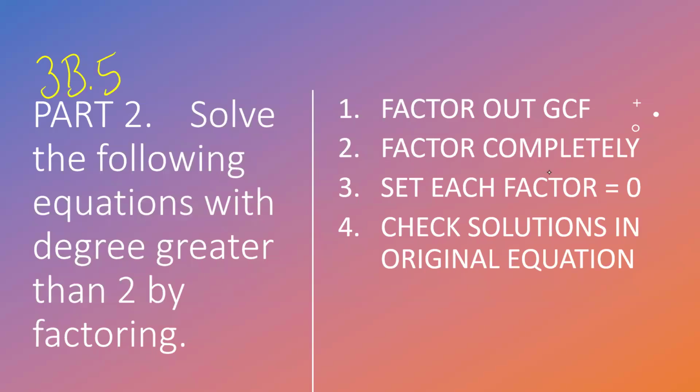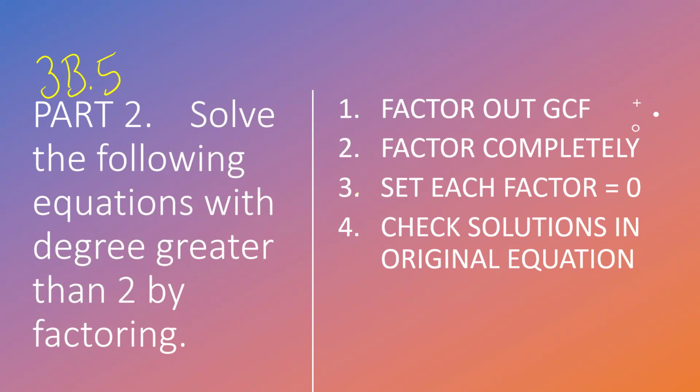Okay, so 3B.5 part 2 is solve the following equations with degrees greater than 2 by factoring. So that means that we're going to have to factor, and more than likely we're factoring out a variable. Got it? Also our leading coefficient may not be a 1, right? Have we learned things to be able to factor when it's not a 1? Yes. You have grouping, you have the X, or the box, whichever one is your choice. That is totally up to you, okay?